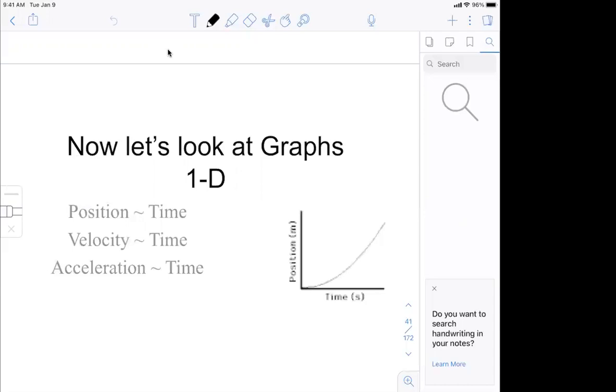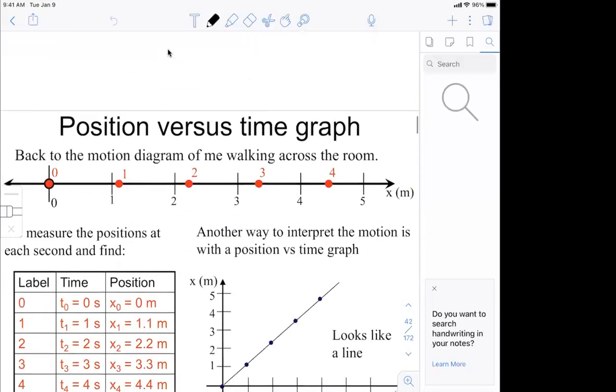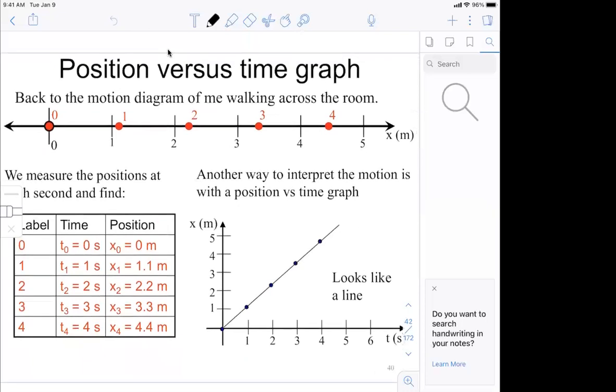Okay, so let's describe motion. One way of describing motion that we all know how to do is simply to draw the position of a person at different times. Imagine I was walking across the room and you're recording my position at different instants: 1 second, 2 seconds, 3 seconds, and 4 seconds.